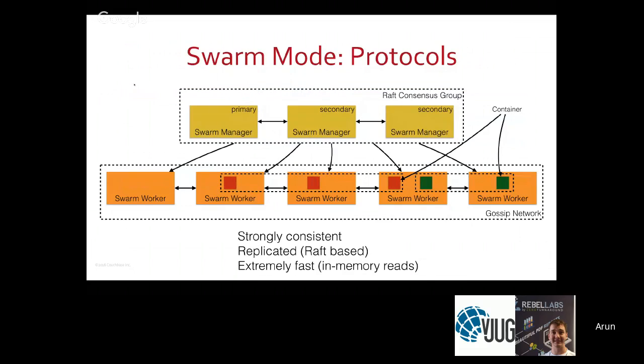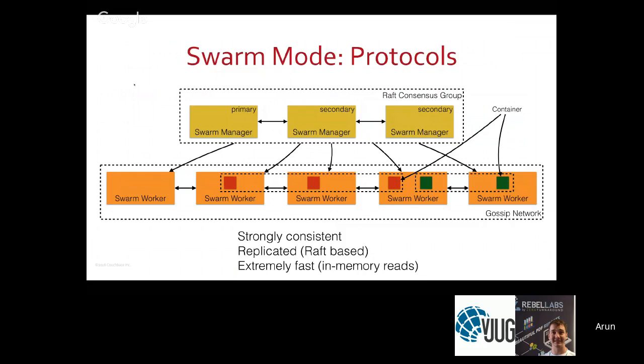Now, if you look at this, the managers are configured in a Raft consensus group, okay? What that means is you have one leader, and if that leader goes down, then they consult among themselves and promote one of the secondaries to be the primary. And it's a strongly consistent protocol. So it gives you a consistent shared state across the cluster.